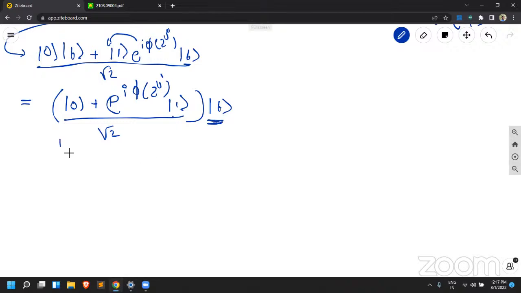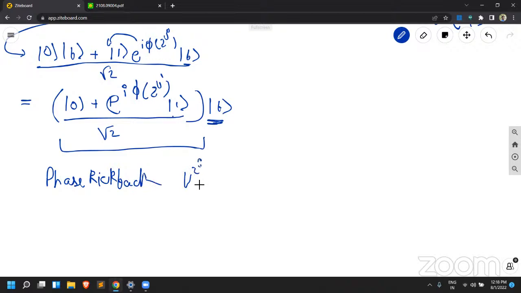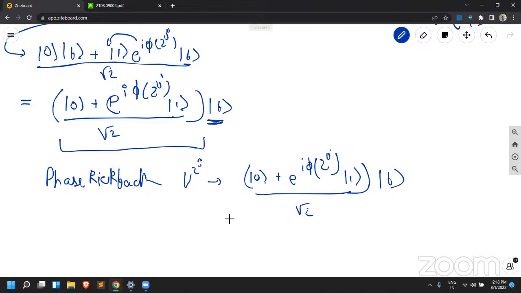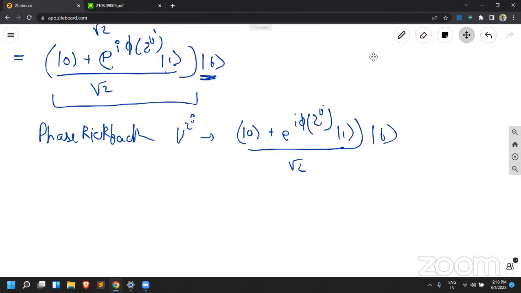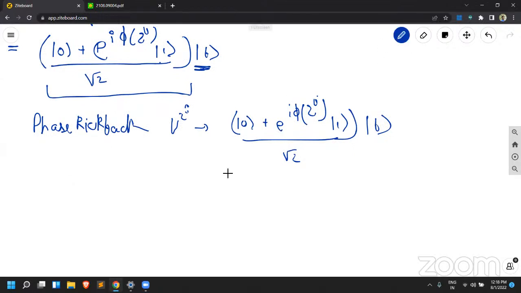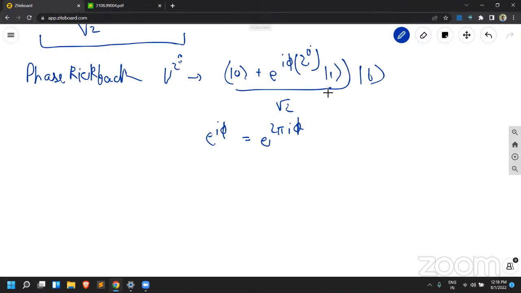Mm-hmm. Okay, so following this, we have this state now. So we can see that if we are applying phase kickback, what is the takeaway basically? If we are applying U to the power j times, what we are getting is a new state, this, e to the power iota 2 to the power j phi, times the vector. So this is the basic takeaway for the phase kickback. Also, we can write this e to the power iota phi as e to the power 2 pi iota times maybe theta, or I'll reuse phi over here. So this is just different notation. We can write it like this also.